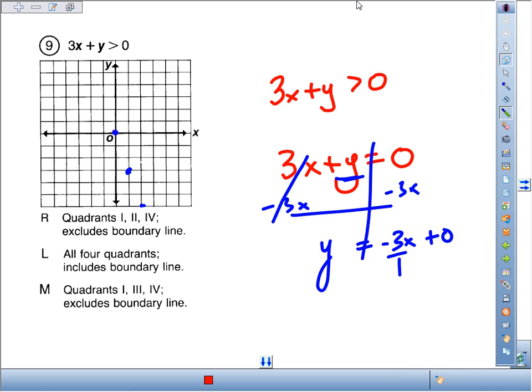Is it going to be a dashed or a solid line? You look at the inequality symbol. Since it can't be equal to, since it's just greater than, we're going to use a dashed boundary line.